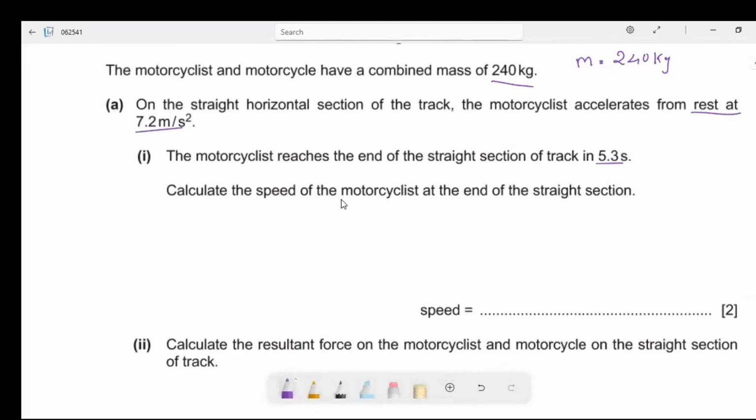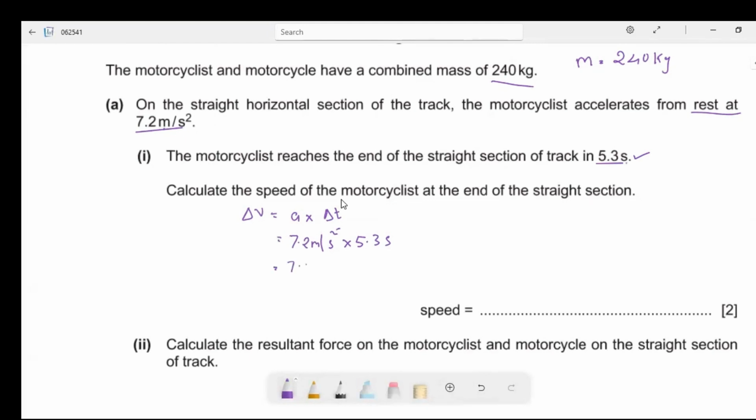Calculate the speed of the motorcyclist at the end of the straight section. For calculating the speed, you can write acceleration into the change in time, at. Speed is equal to acceleration times time. Here the acceleration is given as 7.2 meter per second squared, and the time for completing that straight path is 5.3 seconds. So we just multiply it.